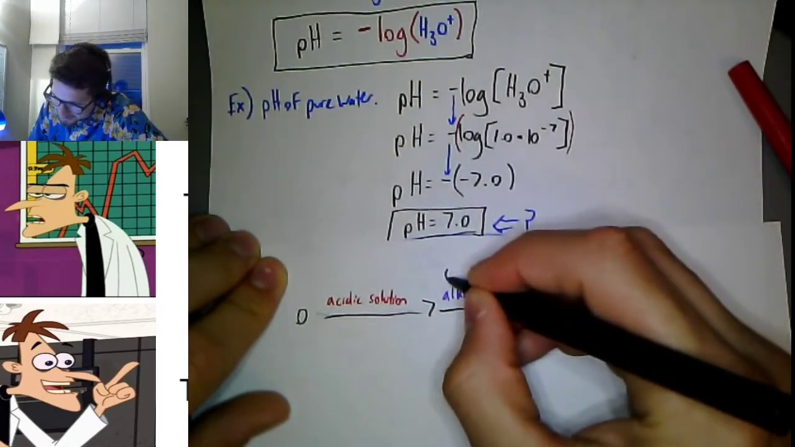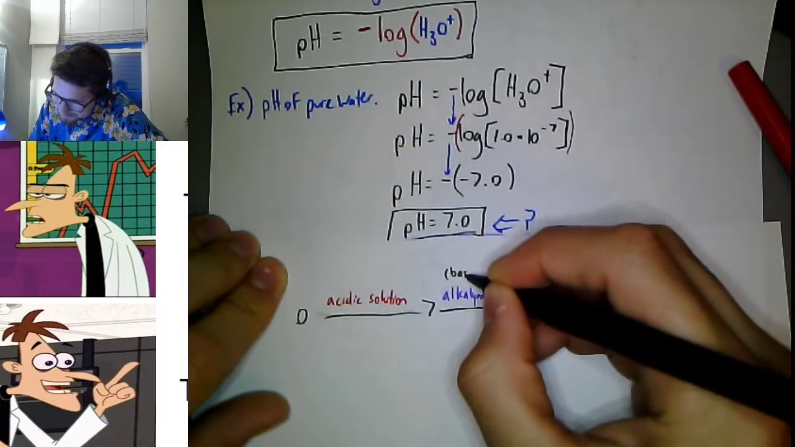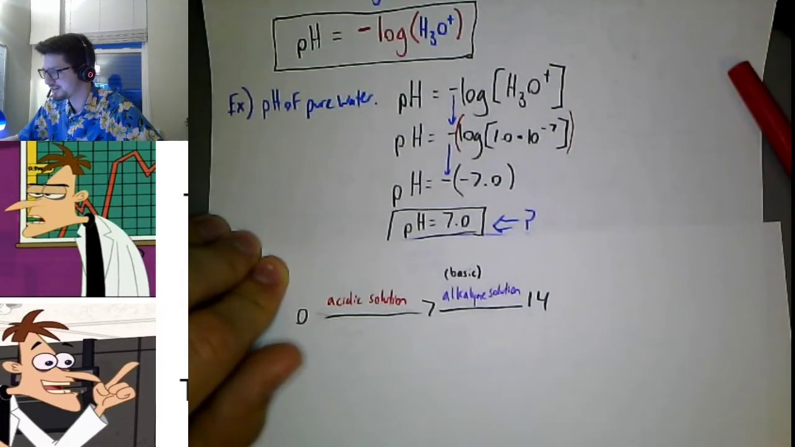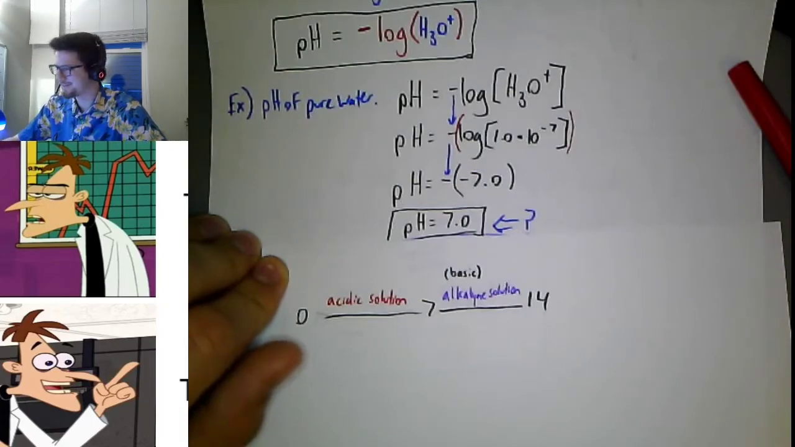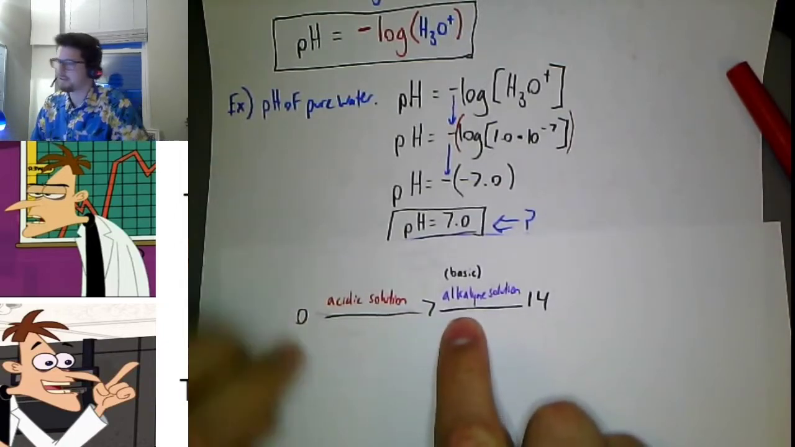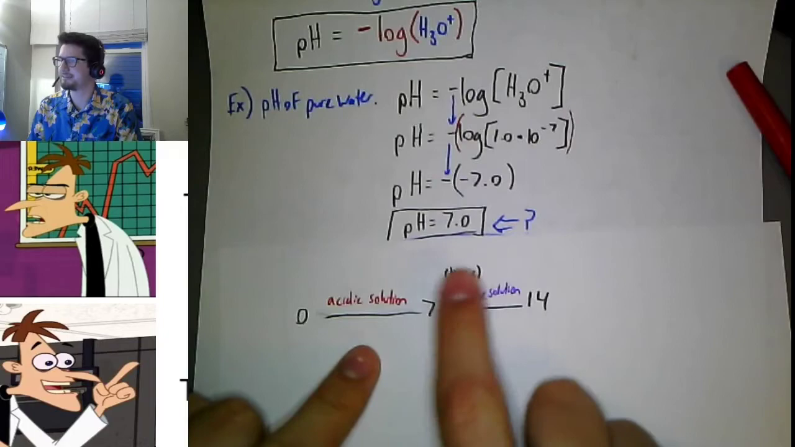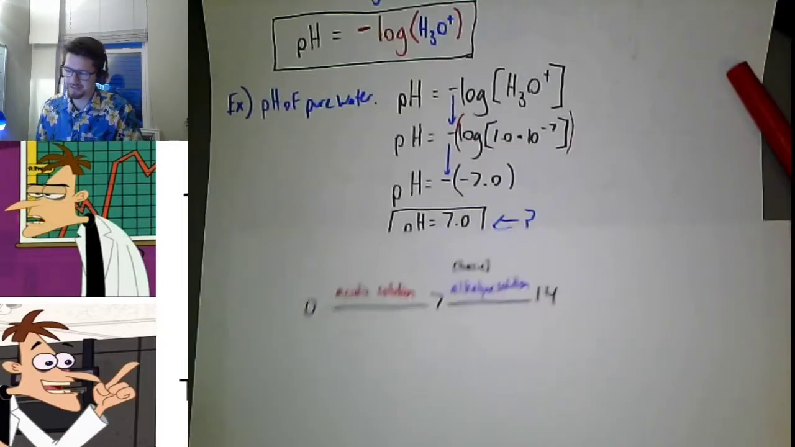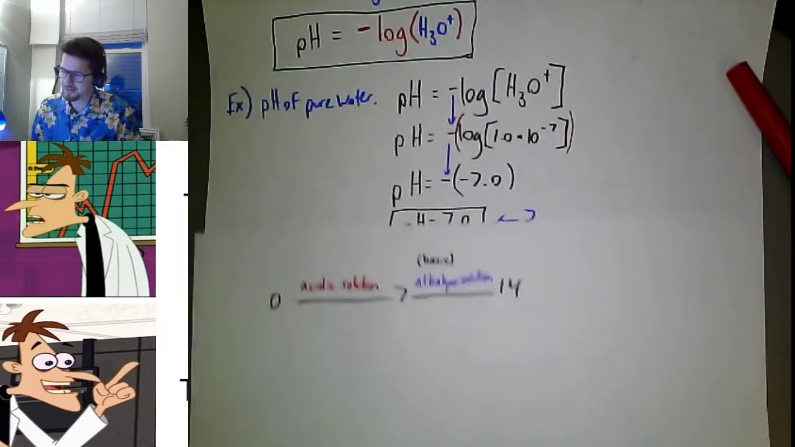But basically from here on out, I'm not going to use the word basic. I'm going to use the word alkaline. Because in college chemistry, they're not even going to say the word basic. They're going to use alkaline. That's the more scientific way of saying it. So just know that when I'm saying alkaline, I'm actually saying basic. So we have the acidic solution down here and the alkaline solution here.